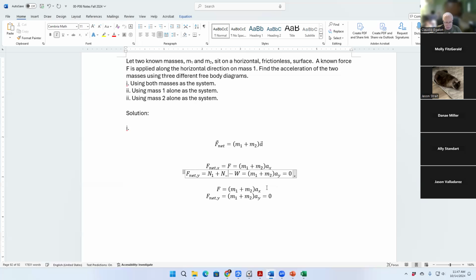N1 plus N2, right? Minus W1 minus W2 equal to 0.